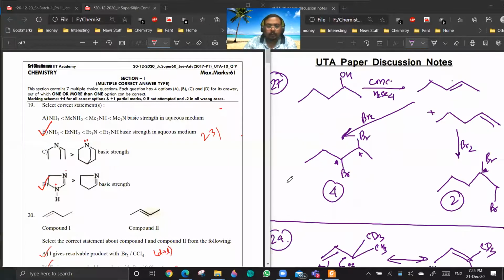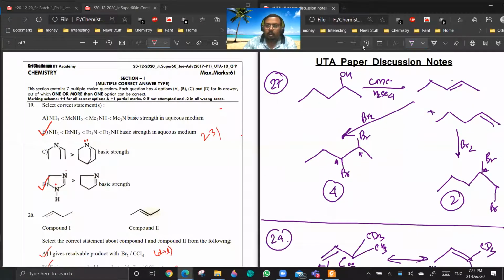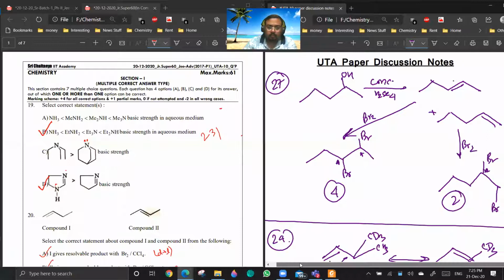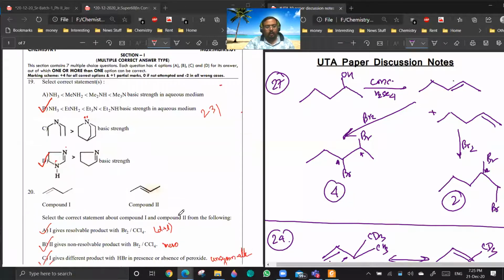So I'm stopping the recording. Now we are live, and today we are going to start the paper discussion of this paper, UTA 10. This paper is based on GOC plus tautomerism plus alkanes and half of alkenes. Now, 19, 20. Any doubts?